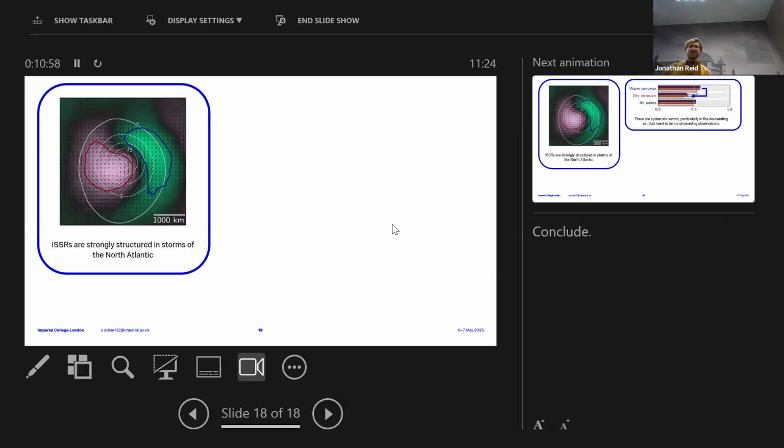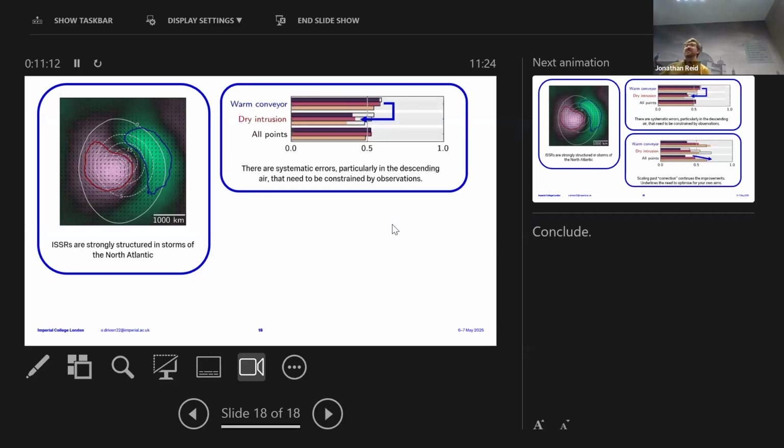We get the strong structure to the ice supersaturated regions, and that should be borne in mind when you're trying to work with this data. That the ice supersaturation is related to the underlying weather system. We get that there are systematic errors, so that the weather models need constraining a little bit better to be able to work with them if you want to increase that precision and that confidence and decrease the sort of cost that you get by misidentifying ice supersaturated regions.